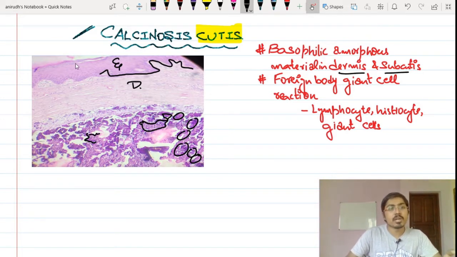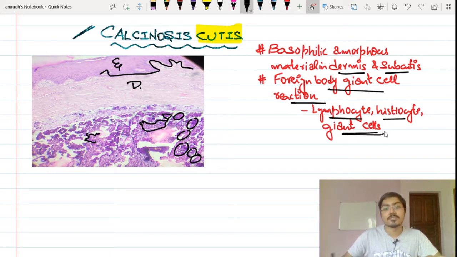This is stratified squamous keratinized epithelium, isn't it? Obviously. And you can have a foreign body giant cell reaction, where there are lymphocytes, histiocytes and giant cells involved. A giant cell inflammatory reaction can also occur along with this kind of deposition of calcium within the skin. So identification of the histopathology specimen is extremely easy whenever this kind of specimen is given to you in the examination.